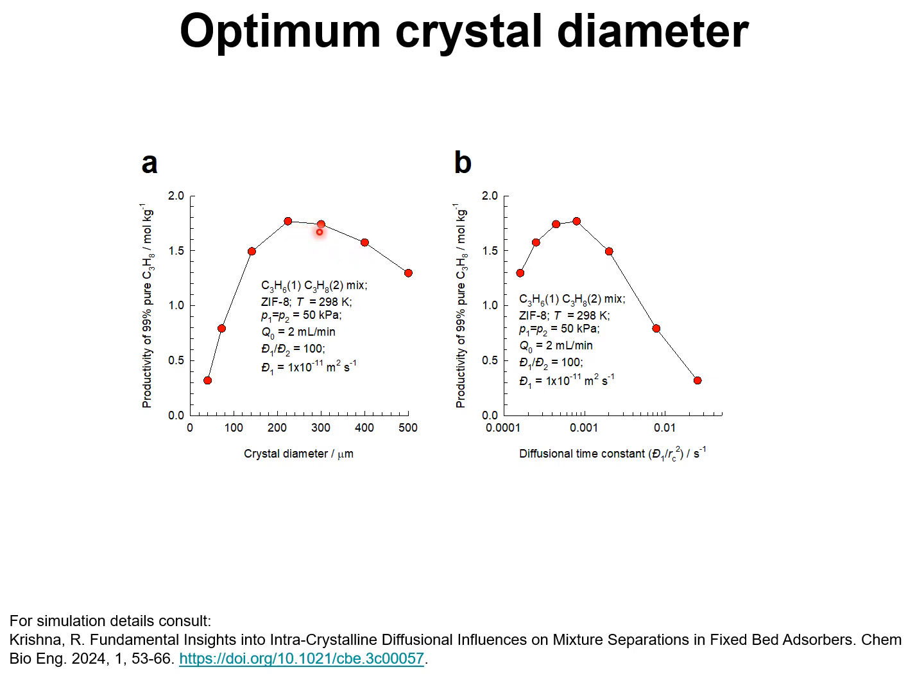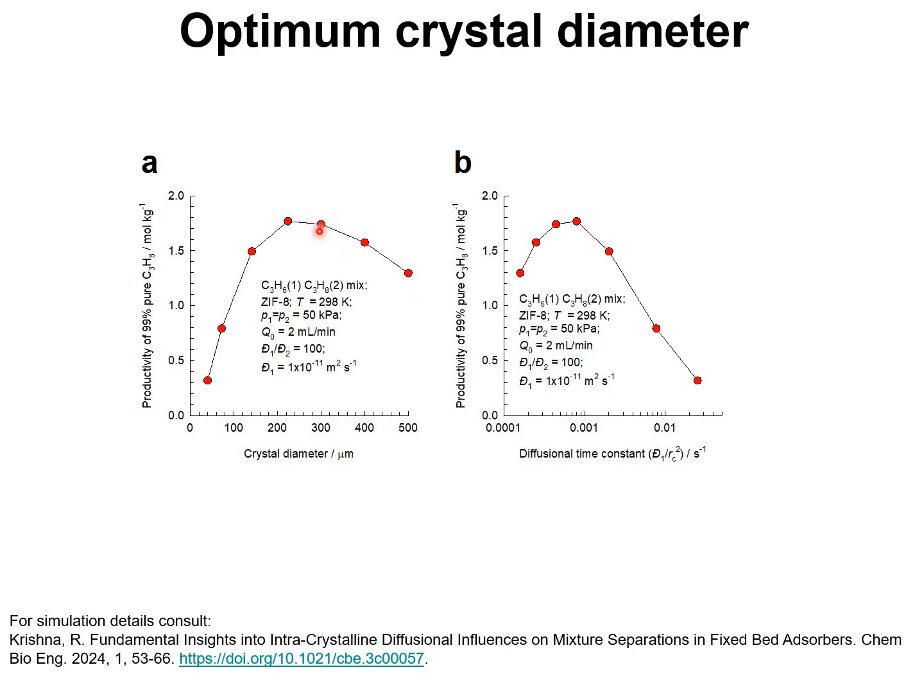with particle sizes in excess of 300 micrometers, both propene and propane tend to break through earlier, and the productivity of purified propene is reduced. So the important message is there is an optimum crystal diameter.